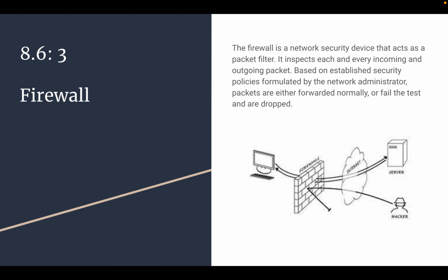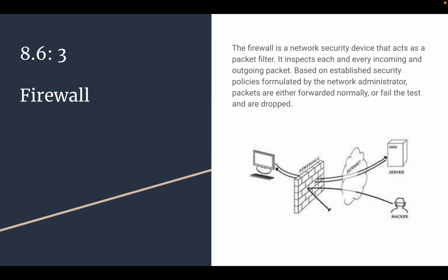Next up is firewall. So firewalls are a network security device that acts as a packet filter. It inspects each and every incoming and outgoing packet based on established security policies formulated by the network administrator. So that could be an organization or a business. So packets are either forwarded normally or fail the test and are dropped.